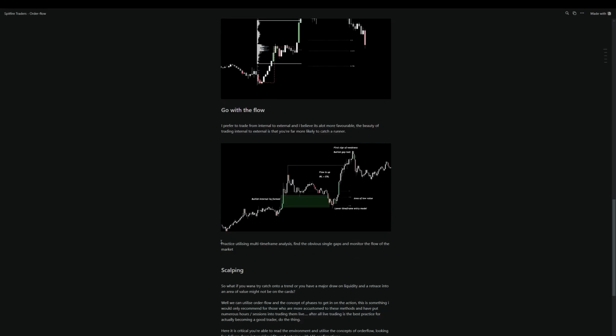Key point here is you need to practice utilizing multi-time frame analysis. So if you've got a higher time frame bias or a higher time frame idea and you're going with that internal to external rotation, you're going with the flow of the market, it all comes down to the lower time frame alignment. Okay, you need the lower time frames to tell you, right, okay, we're ready to go. You know what I mean? Because it's like with Bitcoin right now, we're dumping hard, so we're still in a bearish phase, but the lower time frames may now be starting to shift bullish. You know what I mean?